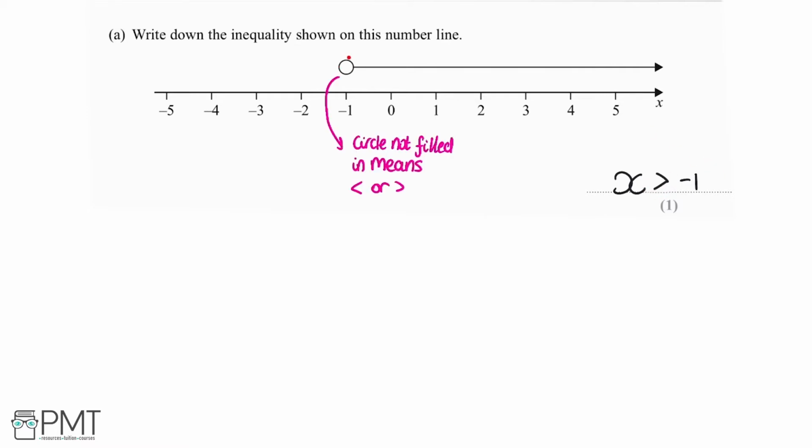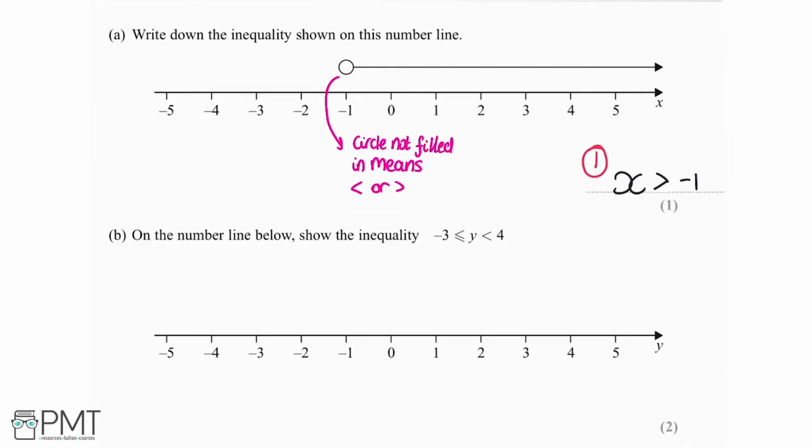We've got to look up at this circle here. So if the circle is not filled in like this, we know that it's either greater than or less than, but it's not greater than or equal to or less than or equal to. So that's why in this case, greater than -1, however not equal to -1, because this circle on -1 is not filled in. And for that we get our 1 mark.